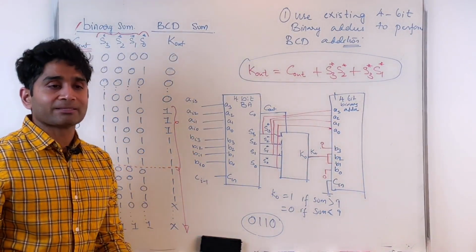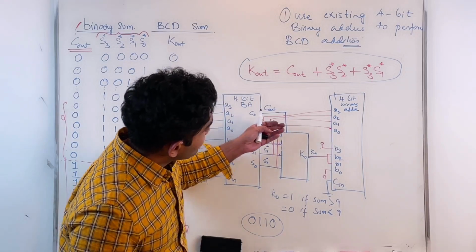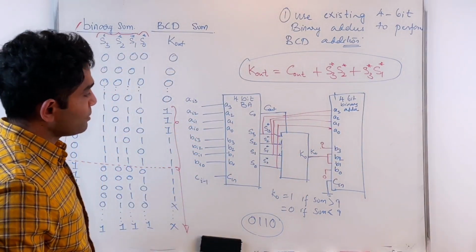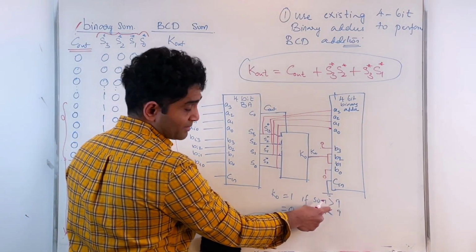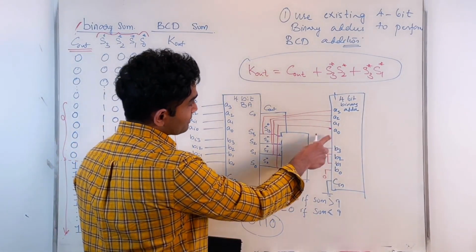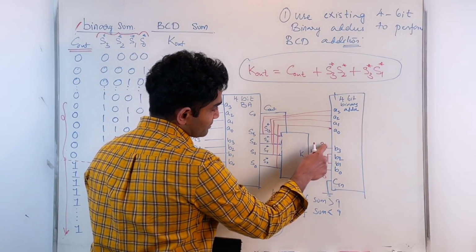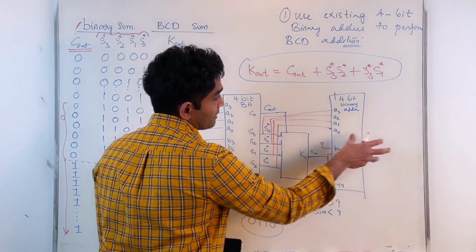So I'm not doing anything. Whatever the binary sum is coming out from here is going out as is, without being added, without being changed. On the other hand, if my sum exceeds 9, as in this case, my K0 is 1, that means I'm adding this binary sum to a value of 0110, which is 6, right? So I'm taking that, adding it to 6, and I'm getting this sum.